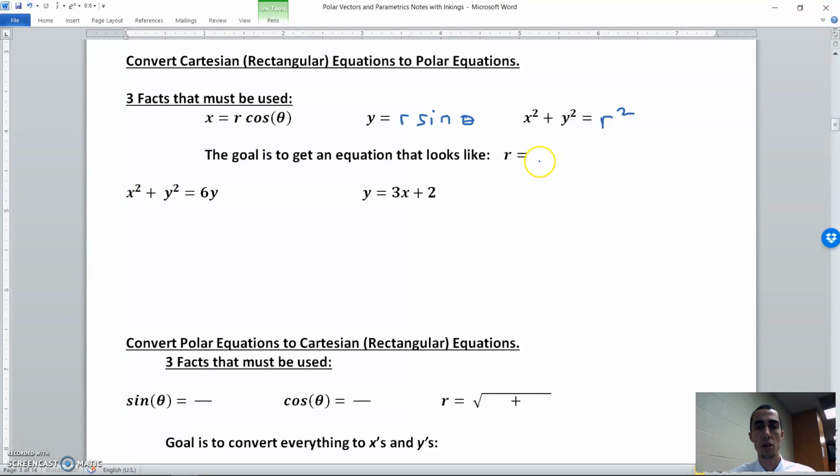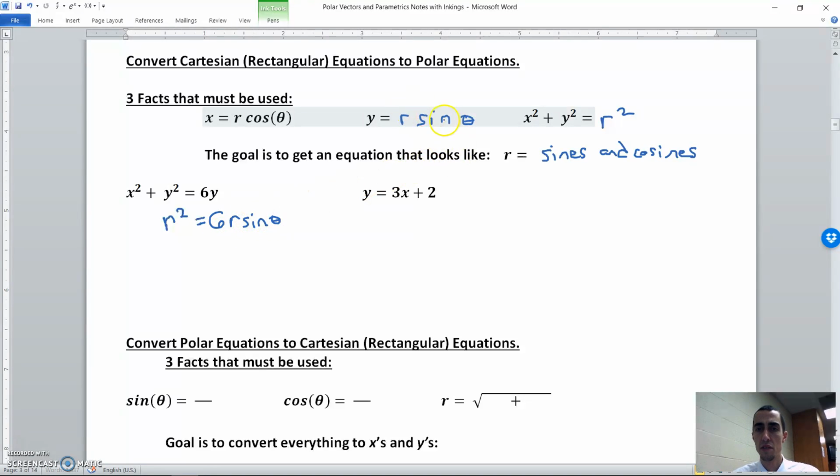So our goal is to get an equation that looks like r equals, and it's probably going to have some sines and or cosines involved. So our first example, x squared plus y squared equals 6y. So first thing I'm going to notice is that x squared plus y squared equals r squared. So I'm going to write that r squared in on the left side. Next, 6y, this y, we could substitute r sine theta in place of the y, so let's do that.